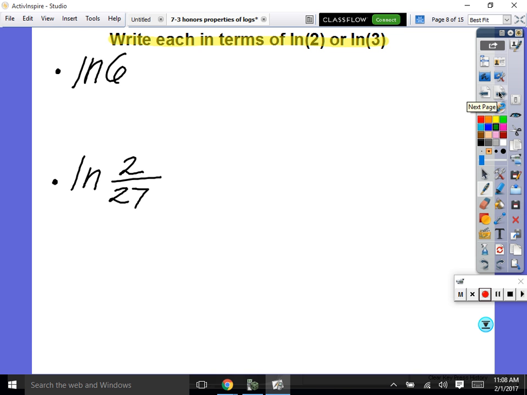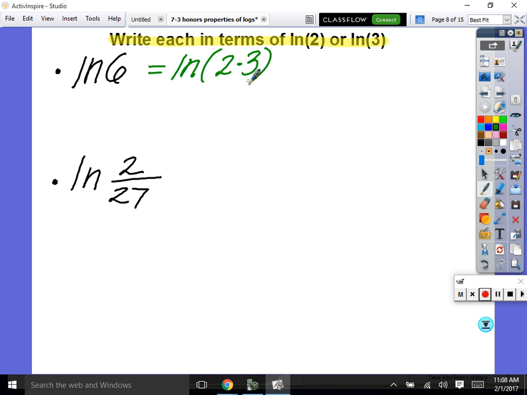So notice, this is ln of 6. Isn't this to be written as 2 and 3? Couldn't we rewrite this as ln of 2 times 3? So it wants us to take the ln of 6 and rewrite it in terms of ln of 2 and ln of 3. Does everybody understand the instructions? So you're just using your thoughts, like, oh, hey, I could rewrite 6 as 2 times 3, couldn't I? Okay, now let's keep splitting this apart.